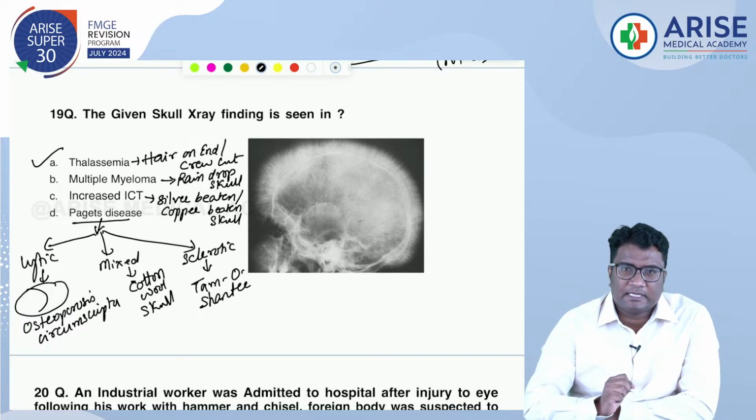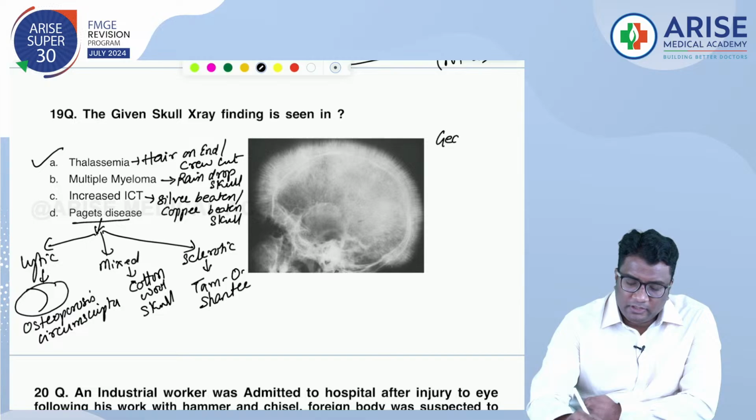So these are the different skull findings that you have. Please remember, hair on end or crew-cut appearance, thalassemia. Multiple myeloma produces raindrop skull. Increased ICT produces silver beaten or copper beaten skull. Paget's disease can produce cotton wool skull. You also have osteoporosis circumscripta and Tam-o-Shanter sign.